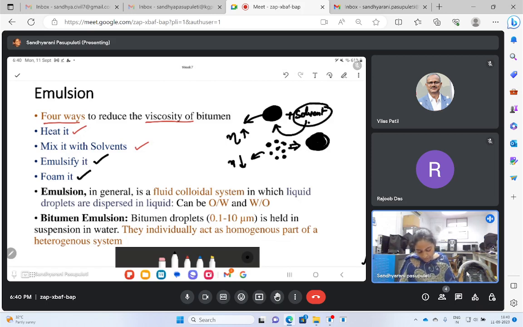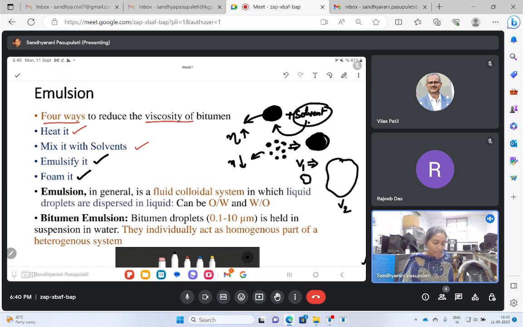And there is another process called foaming of the bitumen. Let us say we have a bitumen of volume V1. I want to modify this bitumen in such a way that I can temporarily increase this volume to V2.